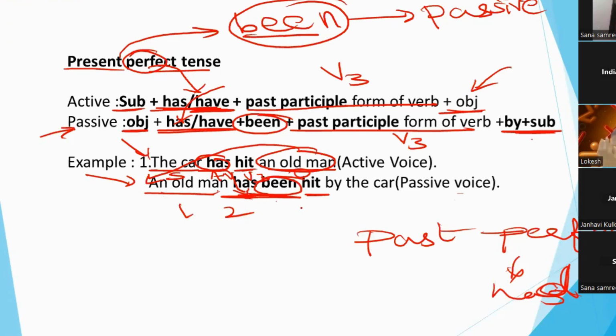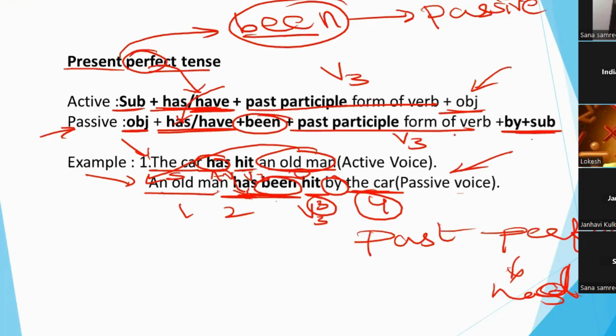Now, the V3 form of hit is again hit only. So this is our rule number 3. And then the car is our object now, and put by before it according to rule number 4. Clear, everybody? The car has hit an old man, and old man has been hit by the car is the passive voice. Clear? Yes, ma'am.